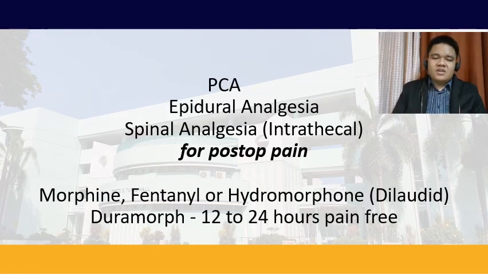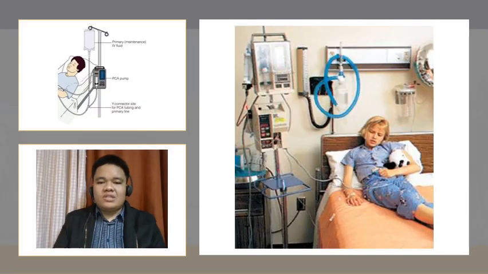You also need to check for the use of PCA or patient-controlled analgesia, epidural analgesia, spinal analgesia, which is also referred to as intrathecal. These types of analgesics are used for post-operative pain. Now, it may contain morphine, fentanyl, or hydromorphone. For this type of anesthesia, take note that it may render the patient to be pain-free for 12 to 24 hours. So this is an image showing the use of your PCA or patient-controlled analgesia.